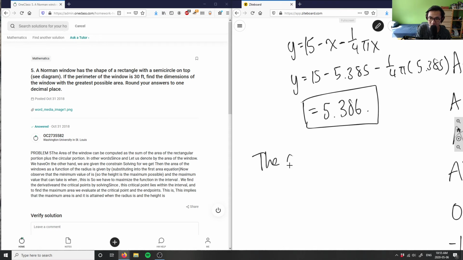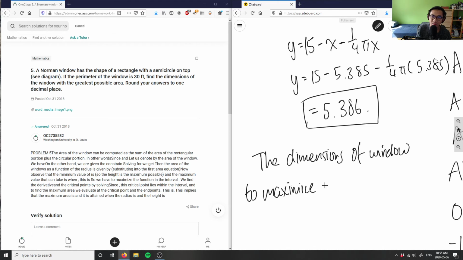So I can say that the dimensions of the window to maximize area are 5.4 feet by 5.4 feet. And this makes sense, right? If I want to maximize the area, obviously my length and width have to be very, very similar, because the maximum area of a rectangle would be a square. So this here makes sense. This is my solution for this problem.